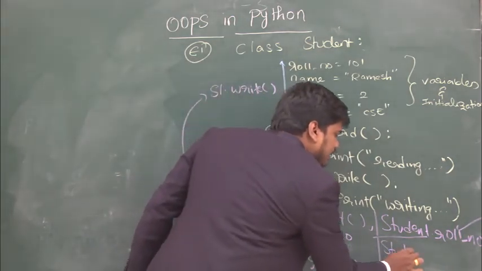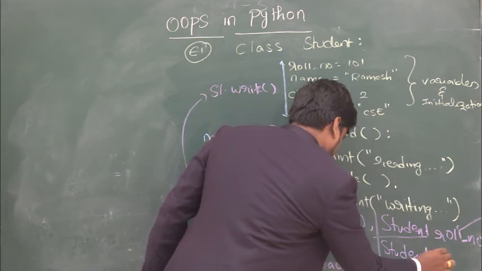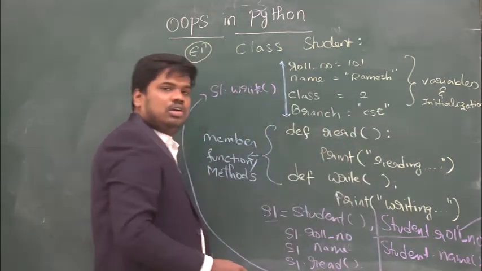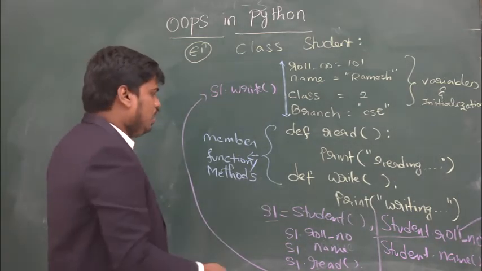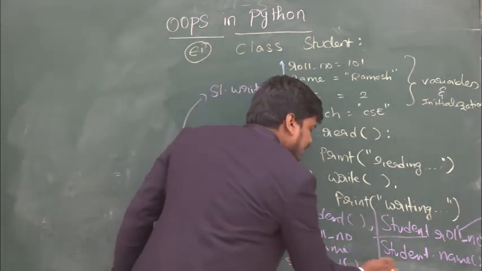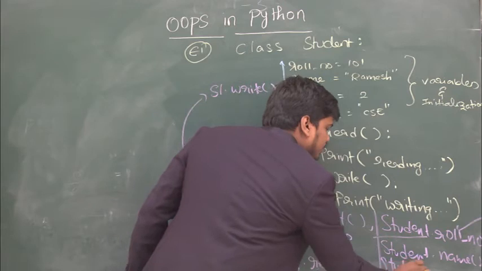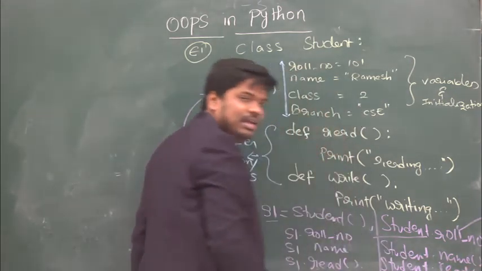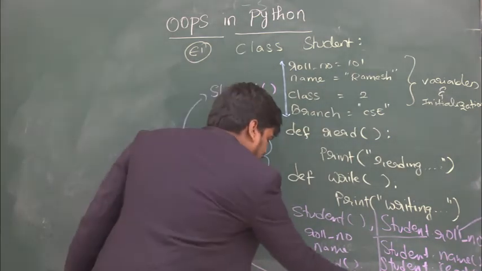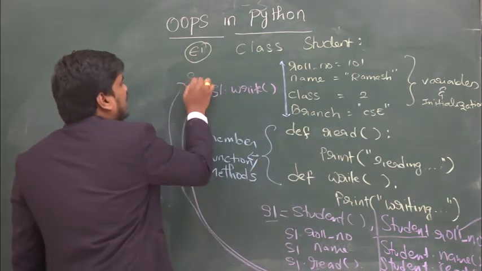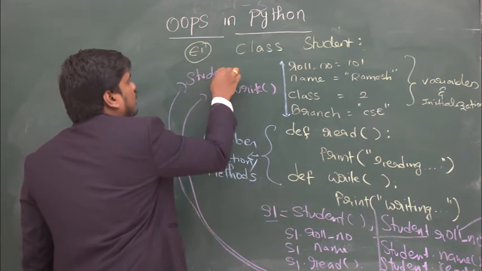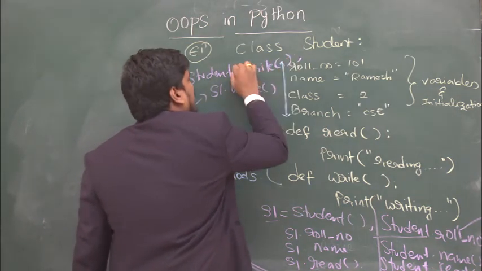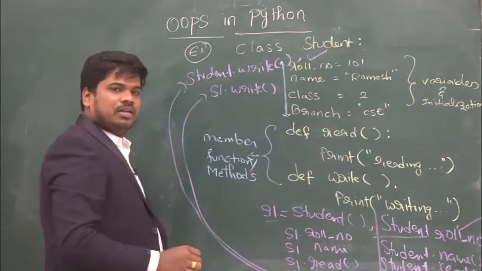Or I can use Student.name. Student.name. This is also valid. Or I can use Student.read. This is also a valid statement. Or what I can do is I can write Student.write. So this is also a valid statement.